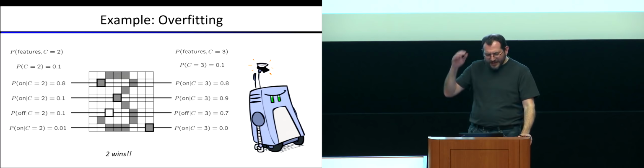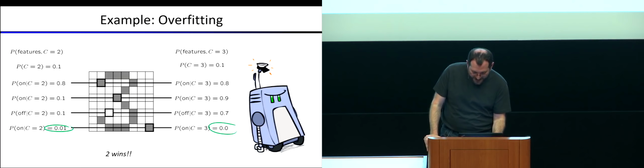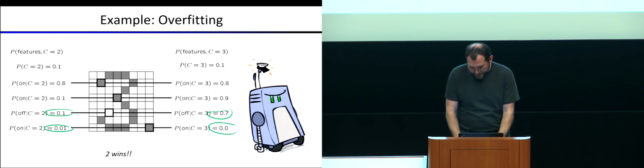Well, that's bad. This is an example of overfitting because this probability versus this probability is about the idiosyncrasies of the samples I have in my data, whereas perhaps the fact that this is 0.1 and this is 0.7, that might be a more enduring fact that transfers from my training to my test. All right, let's look at examples of overfitting.